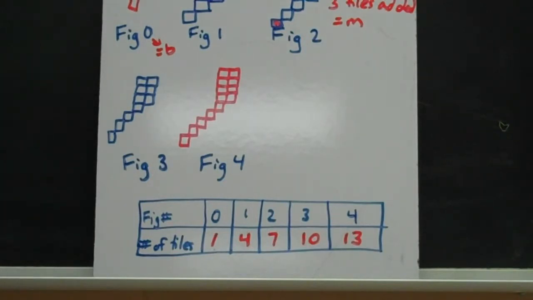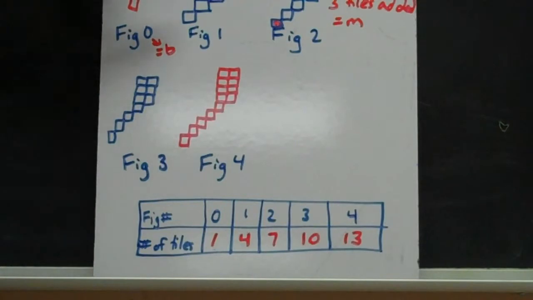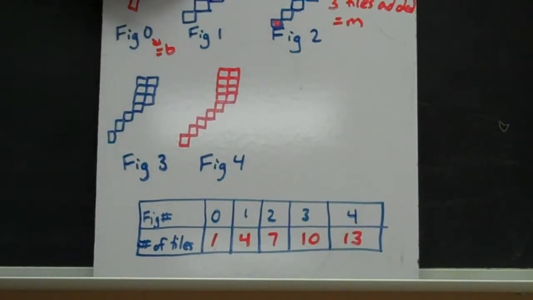To get figure 0, we have to work backwards. Think about how we undo things. Well, we've been adding one to the bottom left, so we're going to take that one away. And we've been adding two to the top, so we're going to take those two away. If we take that one away and those two away, we're left with just the one in the middle. So figure 0 only has one tile. That's our starting value. So 1 is going to be our b value when we write our equation.